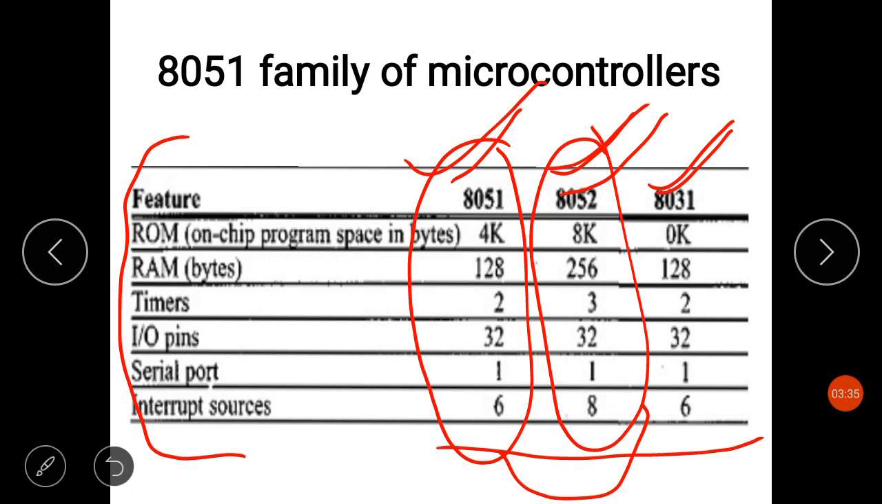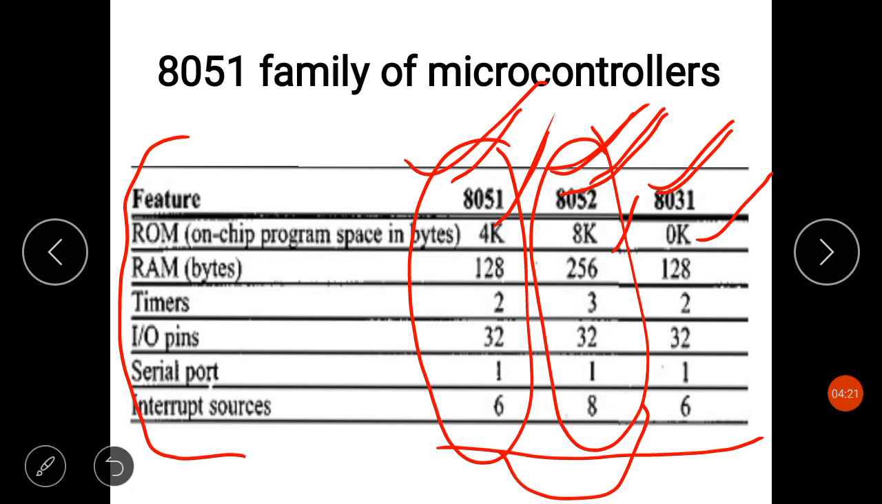The 8031 chip is often referred to as the ROM-less 8051. Why ROM-less? Because it has 0 kilobytes of on-chip ROM. The 8051 has an on-chip ROM of 4 kilobytes, as I discussed in the features part of the 8051 microcontroller. The 8052 has an on-chip ROM of 8 kilobytes, whereas the 8031 has 0 kilobytes of on-chip ROM.